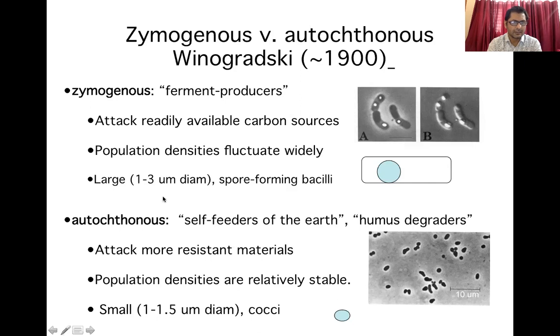These are larger in size, 1 to 3 micron diameter spore forming bacilli, and these are smaller in size, 1 to 1.5 micron diameter or cocci.